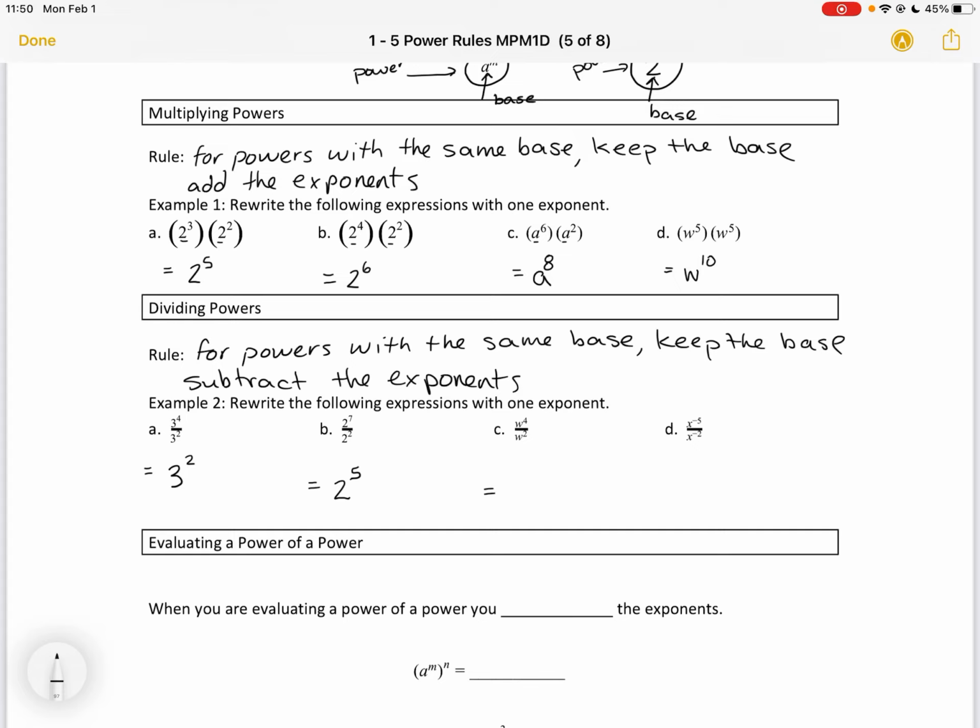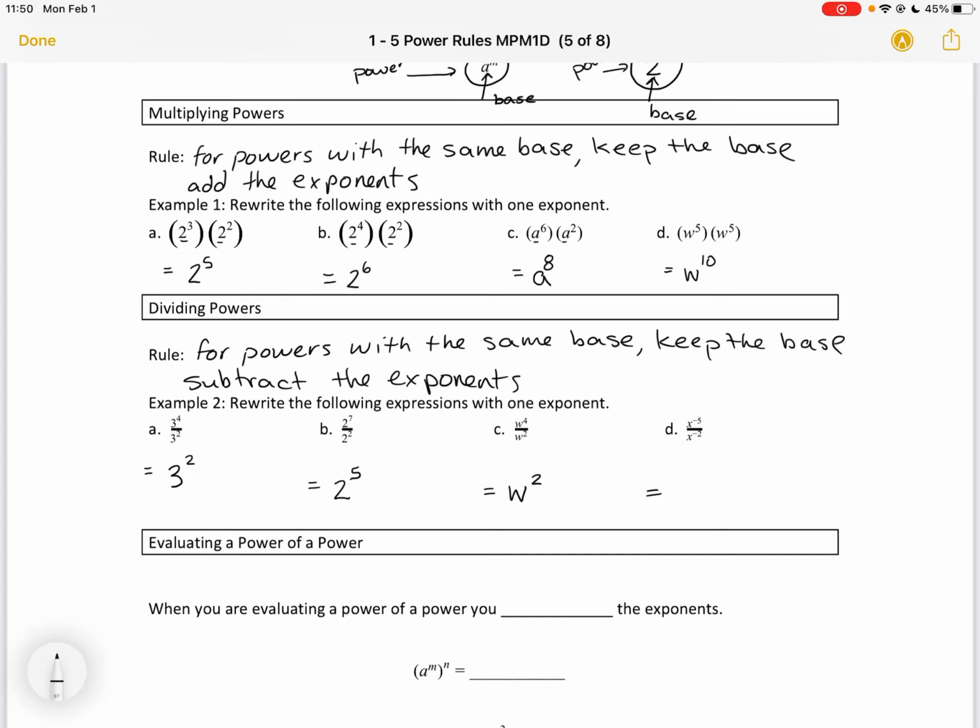We can do the same thing just as above, even if we have variables as the base. Here we have W to the 4 divided by W to the 2. Our base is the same, so we can keep the base and subtract the exponents. 4 minus 2 is 2.